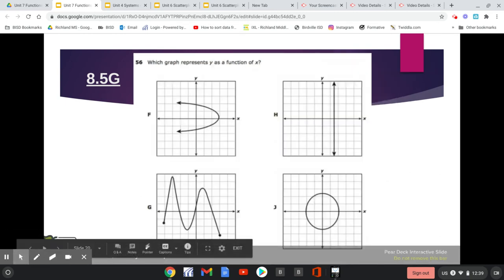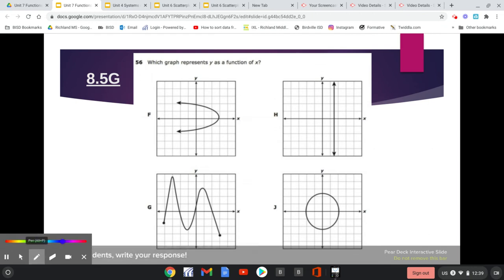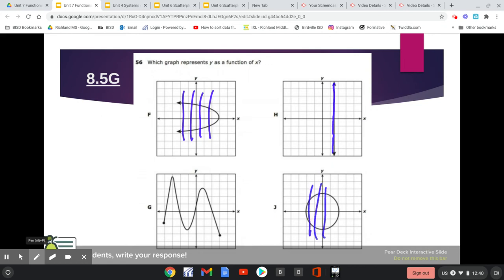Okay, the next one is another graph. So we will do the vertical line test. And it says which graph represents y as a function of x. So we can see that F hits twice. H is one line, so that doesn't even make any sense. J is a circle, so it hits twice. Let's look at G. And we can see the lines only hit one time, so your answer would be G.